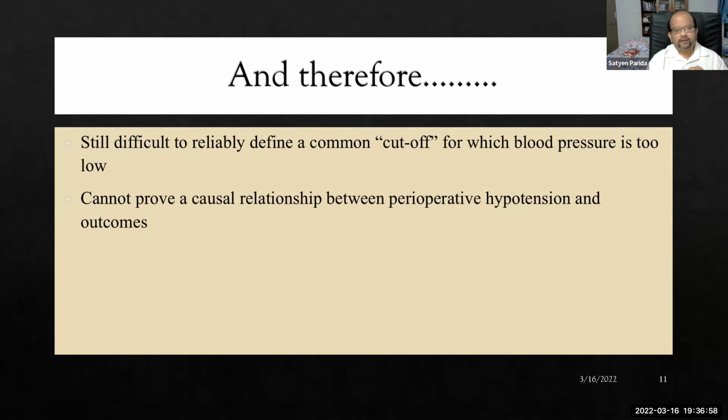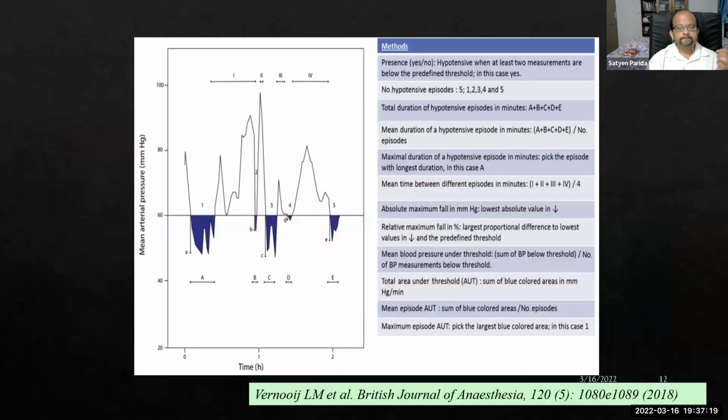Much of the data, much of the evidence also is from retrospective data. And although retrospective data are good for demonstrating associations, which indeed they do between perioperative hypertension and postoperative outcomes, a causal relationship between perioperative hypertension and outcomes is not forthcoming from the data we have as evidence-based so far.